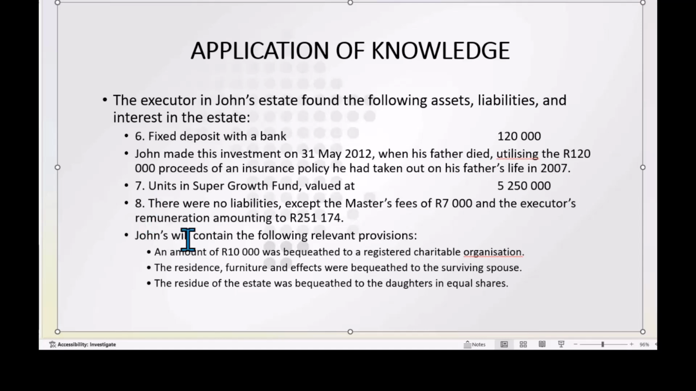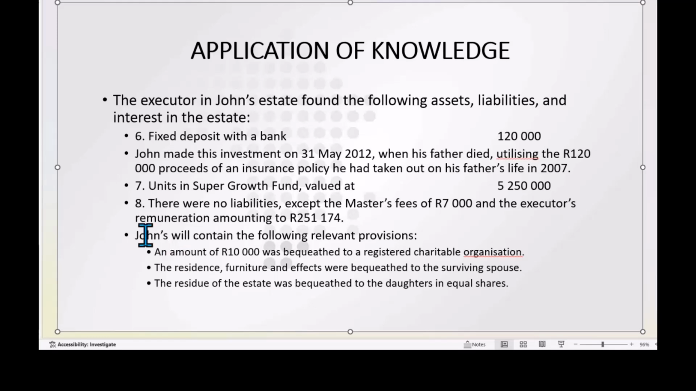Then they tell us that there were no liabilities except for the master's fees of 7,000 rand and the executor's remuneration of 251,174 rand. So then we need to deduct this 7,000 rand from the gross value of the estate, as well as the 251,174 rand in terms of section 74A. I think it was A. Let me just make sure. No, that's not A. It's in terms of section 4C, sorry. So in terms of section 4C, we would then deduct these two amounts.